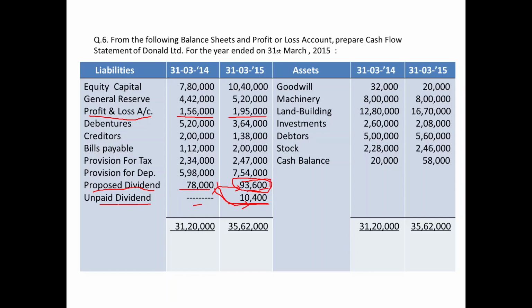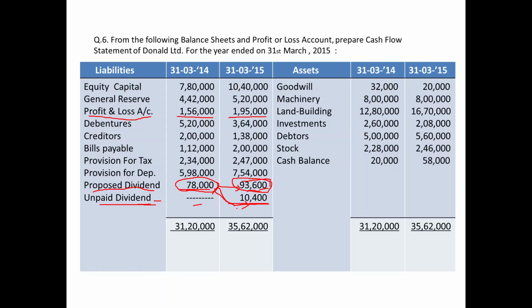What is the meaning of this unpaid dividend? The company was supposed to make the payment of the last year's proposed dividend in the current year, but out of this 78,000, still 10,400 remains in this account, namely unpaid dividend account. Which are the probable reasons due to which this unpaid dividend comes into the picture? You know, sometimes a shareholder may have expired and who are the legal heirs of that shareholder is not yet decided, and that is why the company cannot make the payment of dividend to that particular person who has been deceased, who has expired.